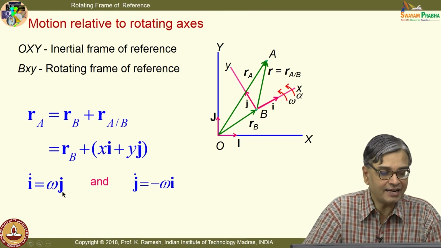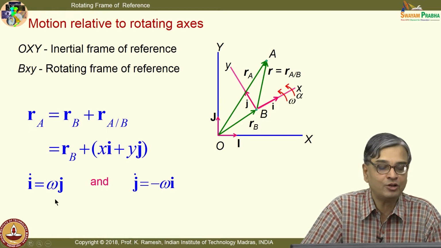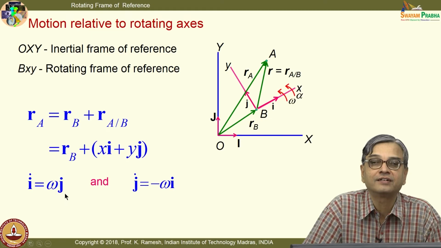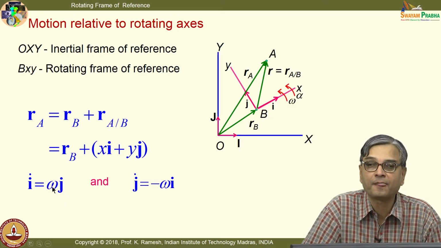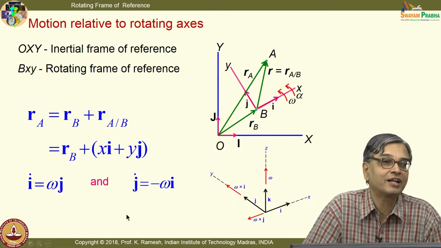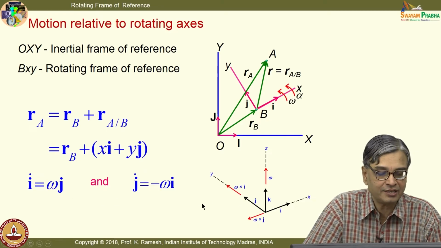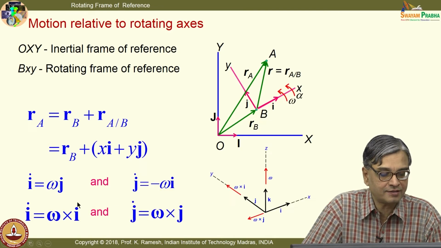Can I write it differently as a cross product? When do I get omega j? Omega is also a vector. Suppose I have omega cross i, I automatically get omega j. Omega is the magnitude here, but when I use it as a vectorial quantity, I can put a cross product. Omega cross i is nothing but omega j. So, I use this for all my mathematical simplification later.